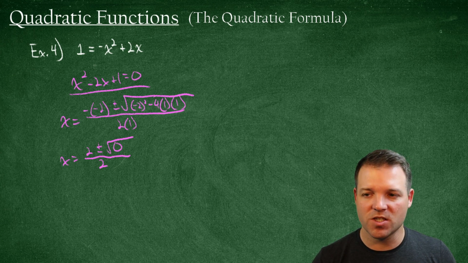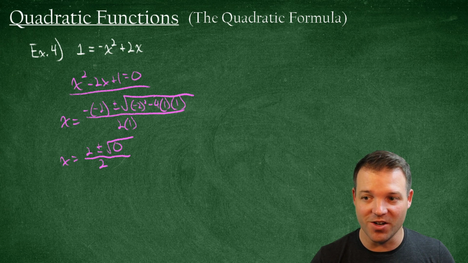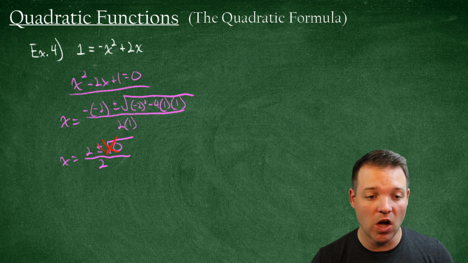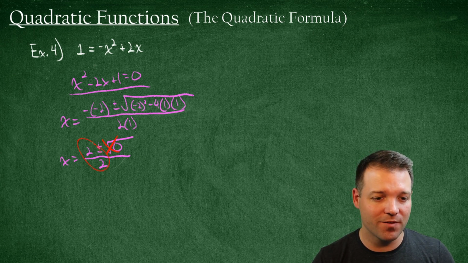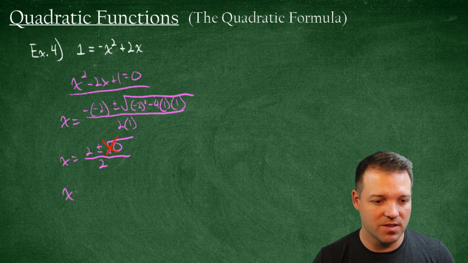So what is the square root of 0? Well, the square root of 0 is just 0. So we're going to add or subtract nothing onto this, which means the plus or minus is gone. All we're left with is the 2 over 2. So let's go ahead and write that out. I have x is equal to 2 divided by 2, which means that x is equal to 1.